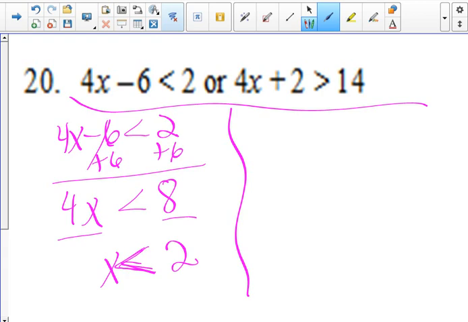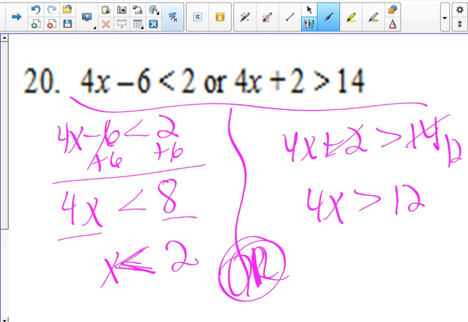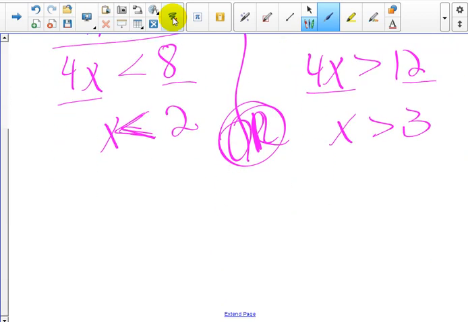On this side, we've got an or in the middle, and we've got 4x plus 2 is greater than 14. So subtract 2 from each side, and you get 12. So we have 4x is greater than 12. Divide each side by 4, and you get that x is greater than 3. So there's my two inequalities. And now we're going to graph it.